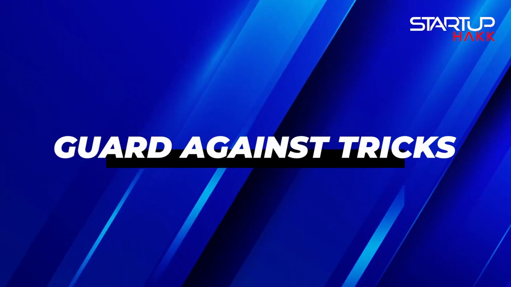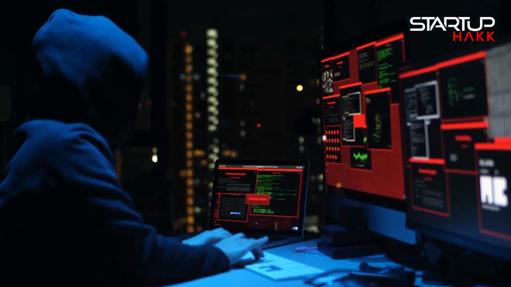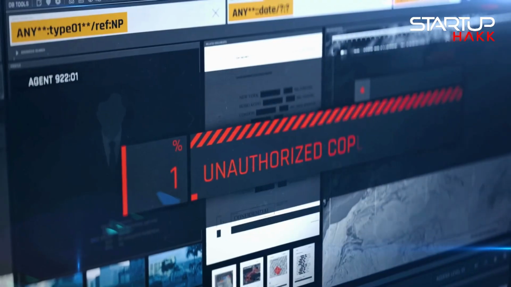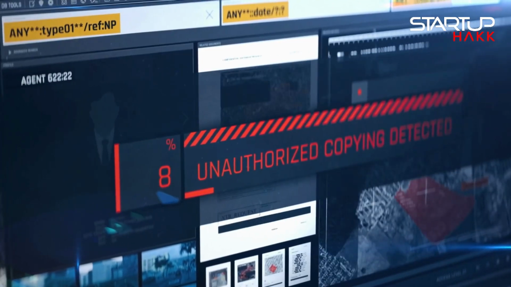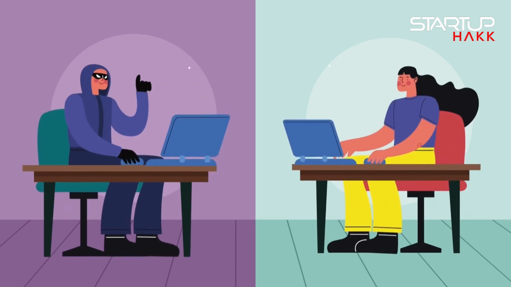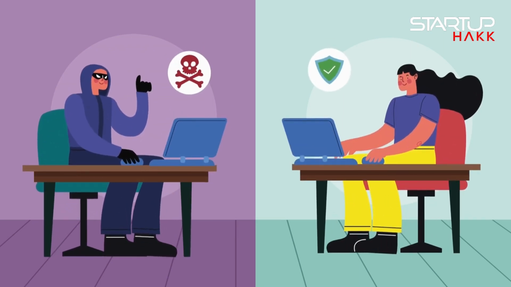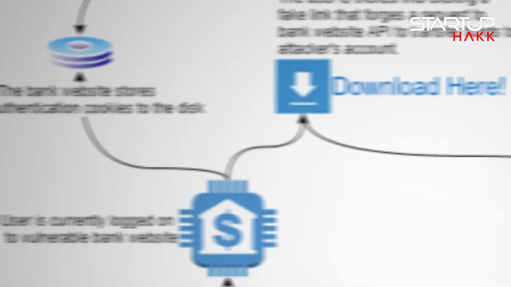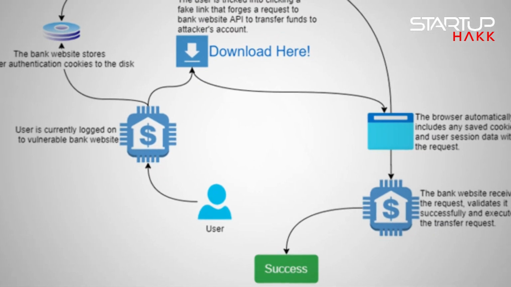Number seven, guard against tricks. There's a trick where attackers can make your app do things it shouldn't do, like sending data away or changing settings without you knowing. Protect against this by using special tokens that verify every request is legit. Think of it as a secret handshake between your app and its users. In .NET, you can implement this using anti-forgery tokens.